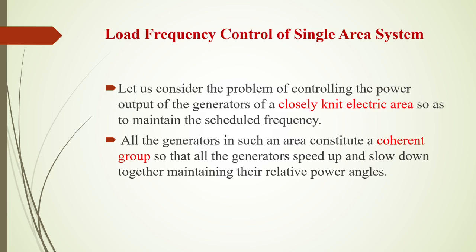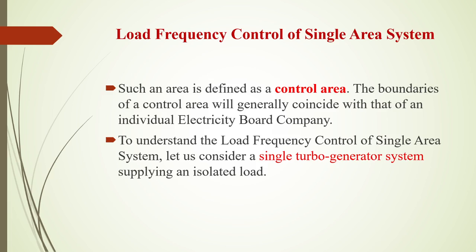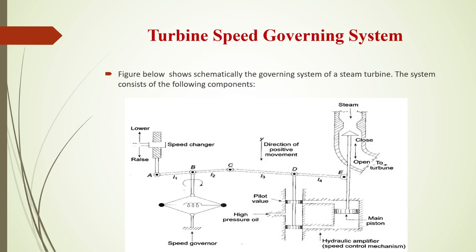We are considering a problem of controlling the output power of generators in a closely knit area. This area is called a coherent group. Inside this group, all the generators will speed up and slow down together, maintaining the relative power angles. Such an area is called a control area. The boundaries of a control area will generally coincide with those of an individual electricity board company. To understand load frequency control of a single area system, let us consider a single turbo generator system supplying an isolated load.